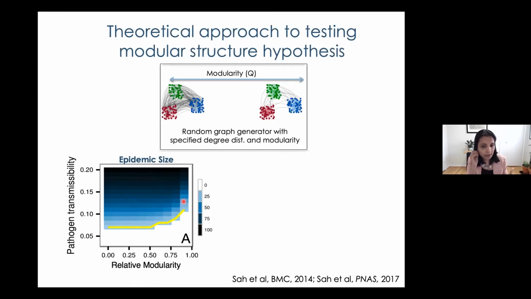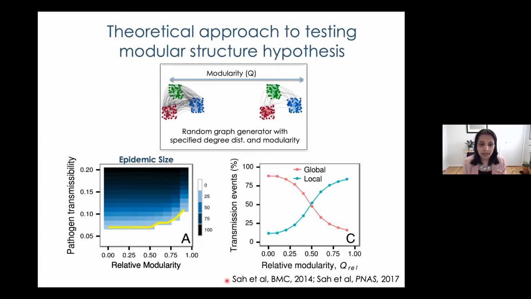We also find, and I'm not showing it here but in the paper we look at some of the more specific mechanisms that underlie this result, that effectively disease has to get trapped in modules for modularity to really have an effect on final disease consequences. Also, I will mention that even though the overall disease burden does not change with modularity, as modularity increases, the proportion of transmission events that stem from local or within-module interactions versus global or between-module interactions trade off in a very smooth way.